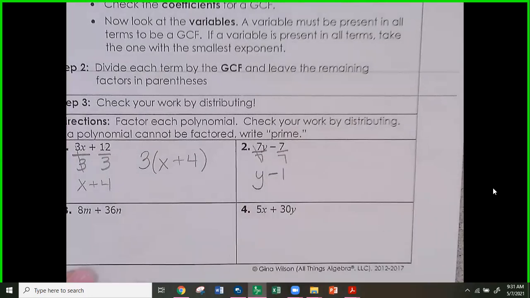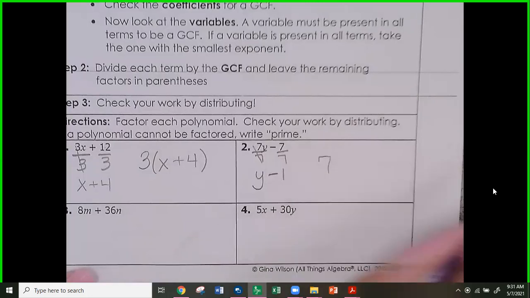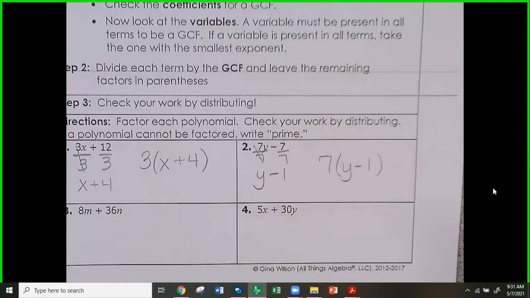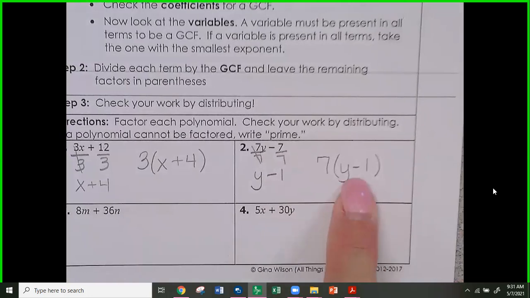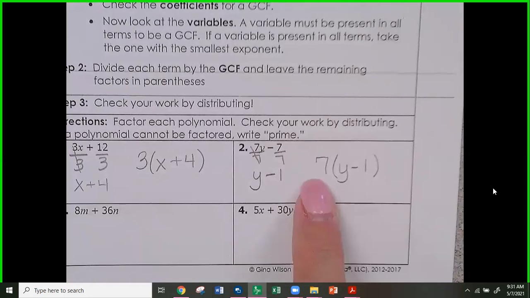So how do we write our answer? The greatest common factor times y minus 1. Okay, now this is extremely important. That's in the parentheses is a factor. This 7 is a factor. That means if I were to distribute or multiply, I would get this answer right there.